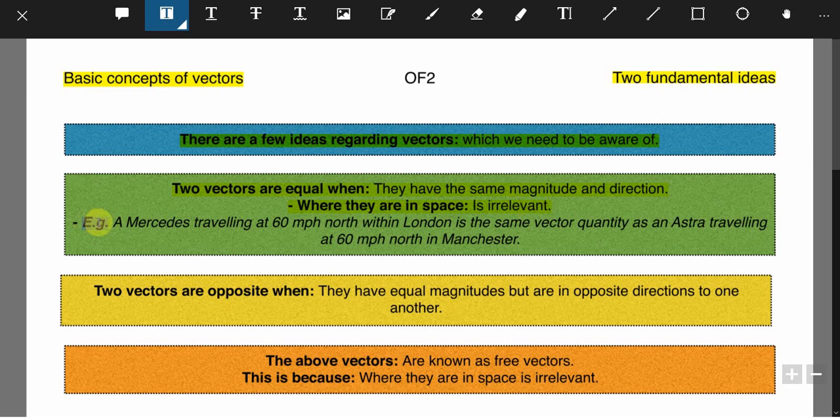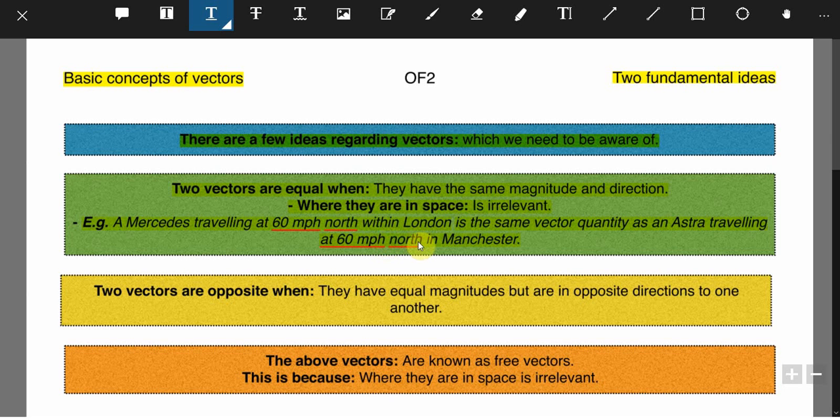Think, for example, of a Mercedes travelling at 60 miles an hour north within London. This is going to be the exact same vector quantity as an Astra also travelling at 60 miles an hour north, however, in Manchester. In this short extract of information, we've got two cars. The type of car is completely irrelevant, it doesn't matter. But what's important is the magnitude of them both, which is 60 miles per hour, and also the direction, which is north and north.